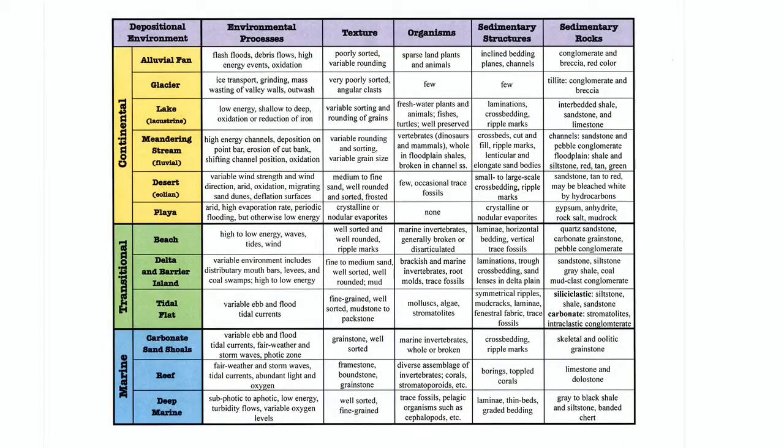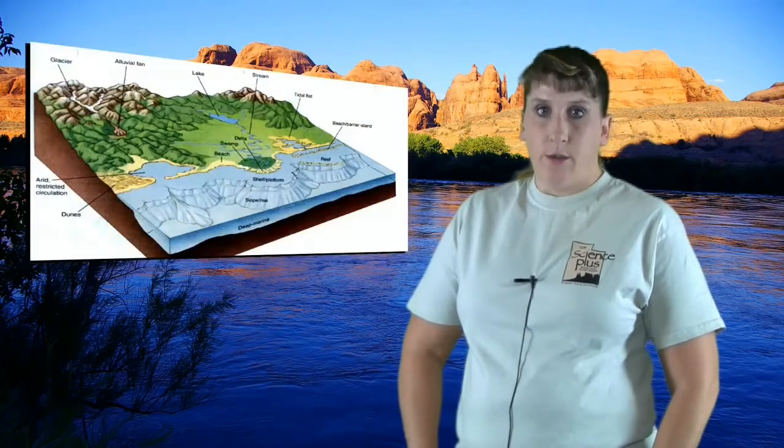Looking at your handout, which you see here, particular attention needs to be paid to the following areas: textures, sedimentary structures, and sedimentary rocks for the following categories: alluvial fans, meandering streams, deltas, barrier islands, beaches, tidal flats, and deep marine. Now that you have an understanding of the depositional environments chart, let's put it all into a visual.